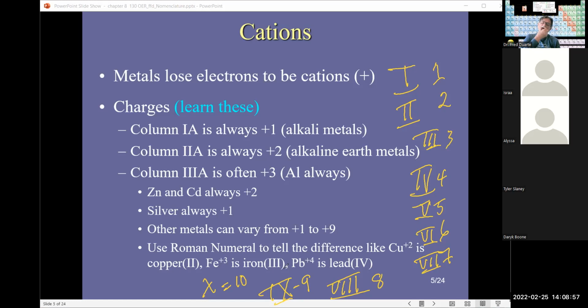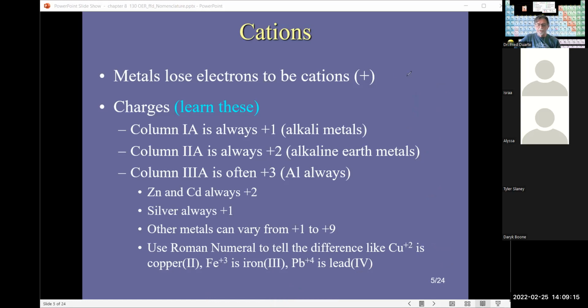Okay. And it's interesting about these Roman numerals because they don't have a 0. I don't know how they did their mathematics without a 0. Who knows? Concept of 0 was not there. All right, so we use uppercase Roman numerals to distinguish the other metals with variable oxidation states, okay?